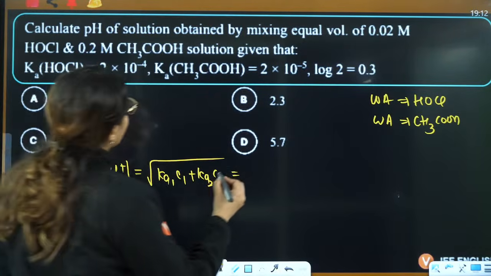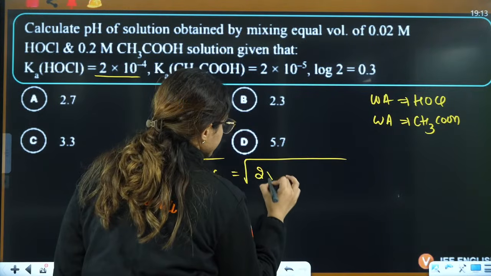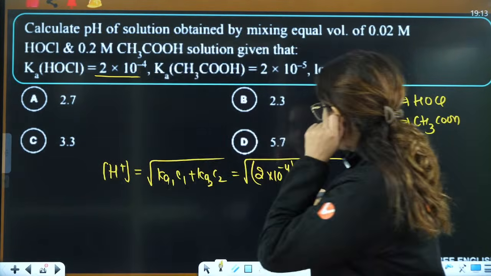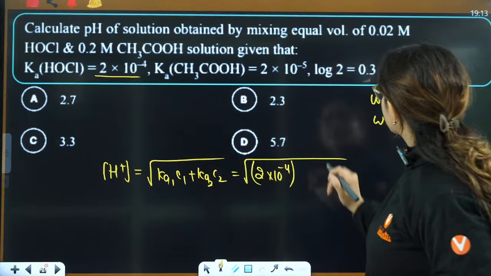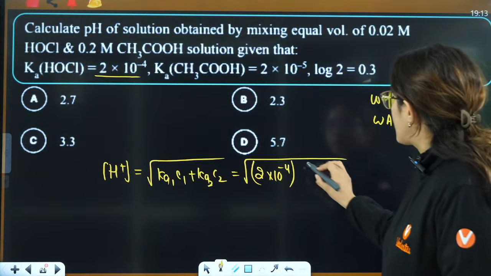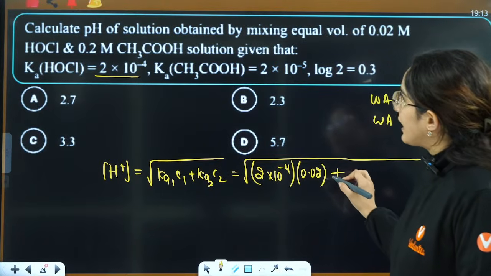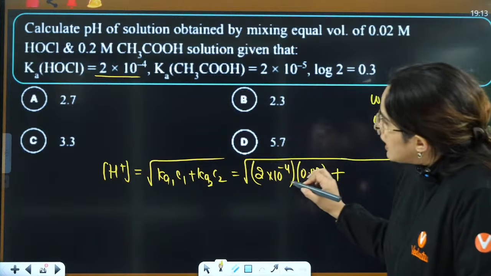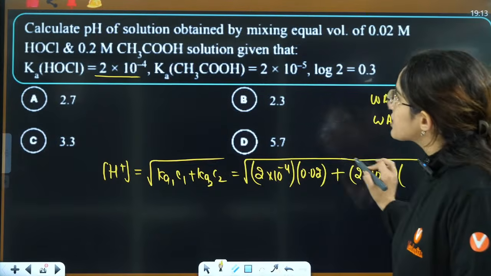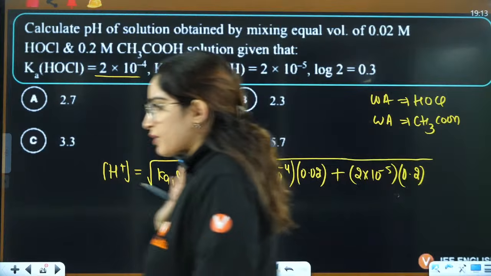So this will become, Ka1 is what? For this acid it is 2 into 10 raised to power minus 4, right? And for this acid, HOCl, the concentration is given to be what? 0.02, right? And here Ka2 is given to be what? It is given to be 2 into 10 raised to power minus 5. Concentration is given to be 0.2. So you'll just put the values and get your answer here.